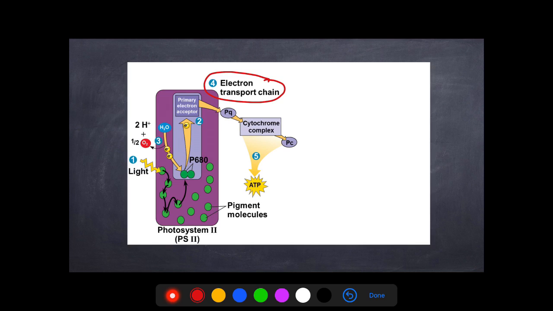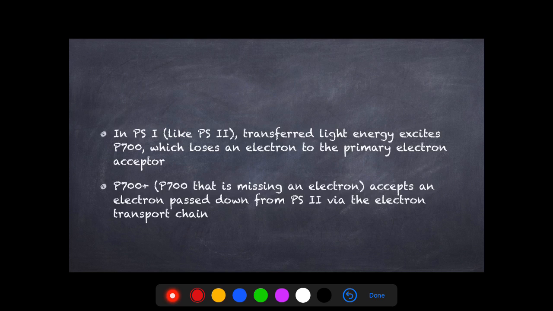And then that's what you see in this figure. You have the electron transport chain. You have chemiosmosis that's occurring in step 5. And that's going to cause ATP production.